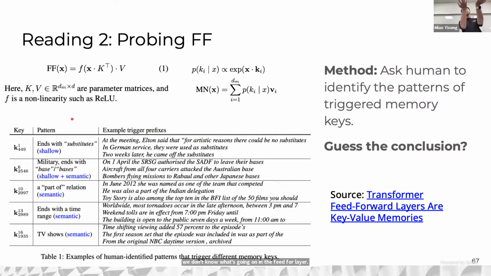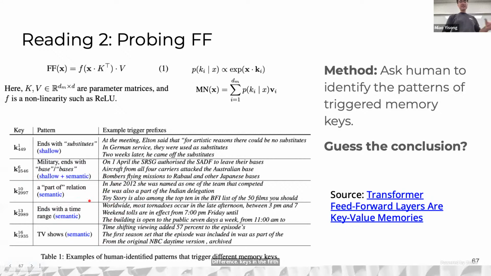So as Yanzhu was talking to us in our first session, we have a multi-layer perceptron, and we can write it in this form. F is a nonlinear function, and X times K transpose actually serves as the lookup or the query, right? And V is the value here. So they place it under this hypothesis and check different keys in the feed-forward layer.